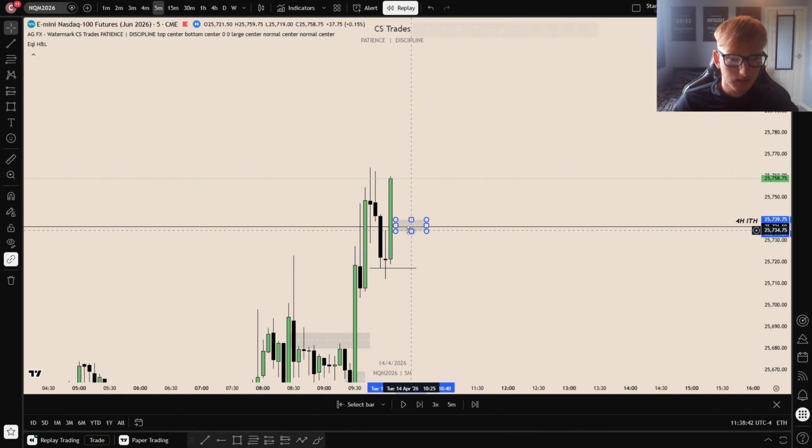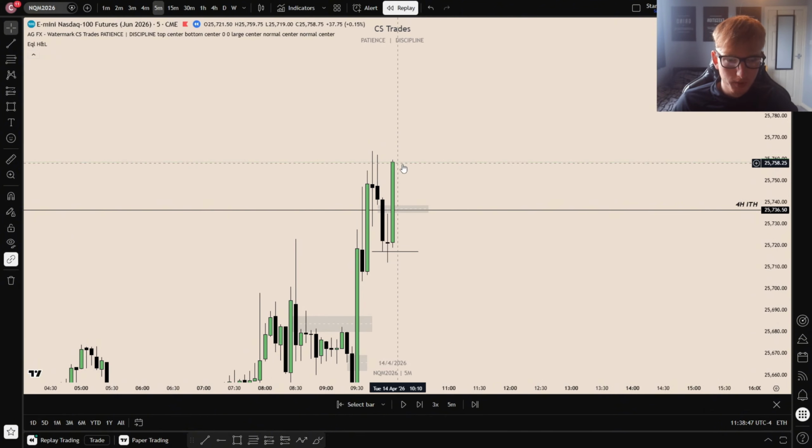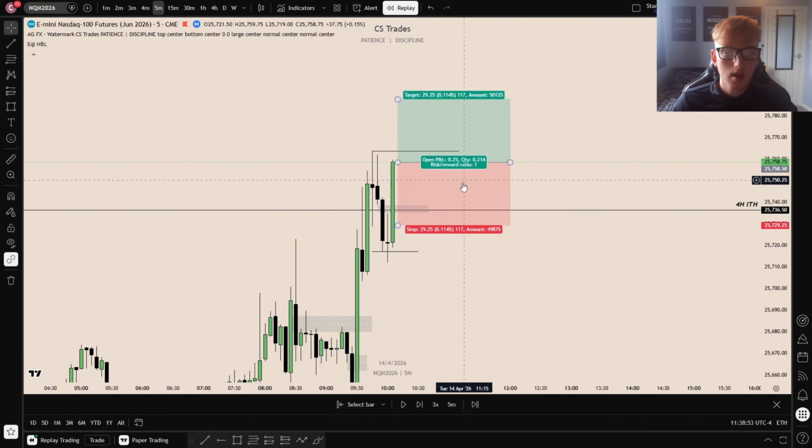So I did actually like this 5 minute, but the close was terrible, right? The close was super high, so I didn't even bother taking this. The risk reward was not worth it. I wanted to see a 1-to-1 to this high, and we simply didn't get it.